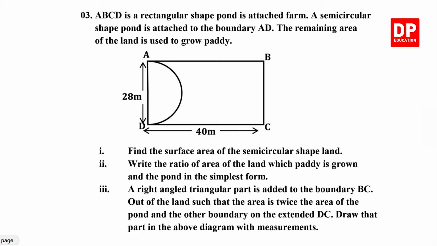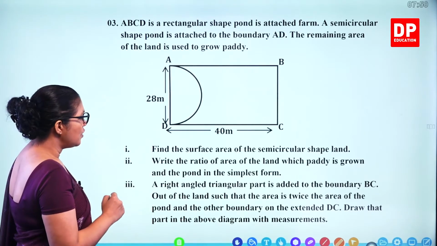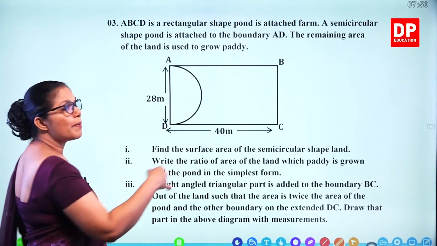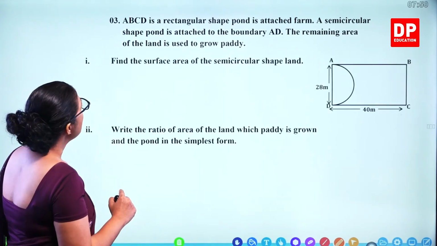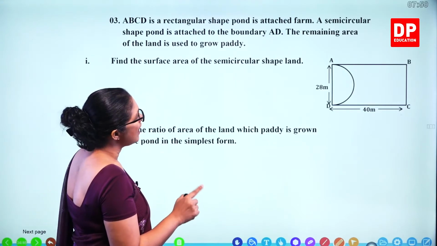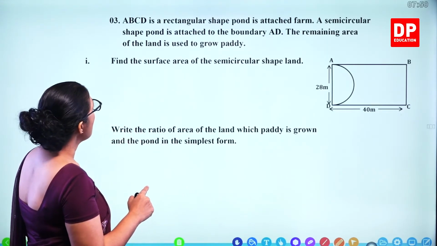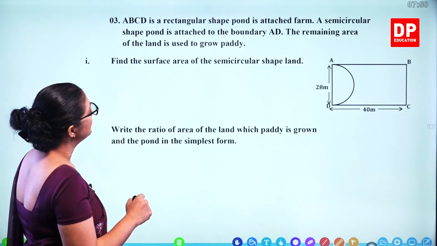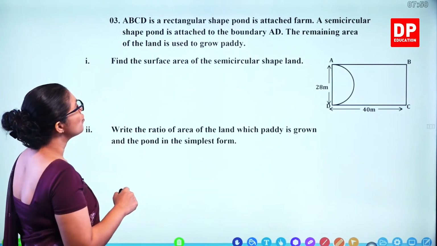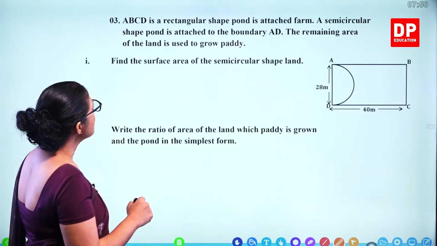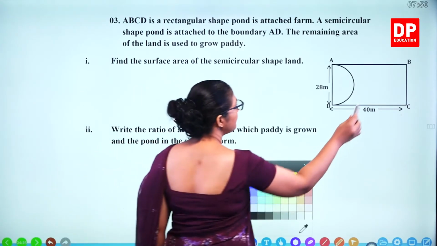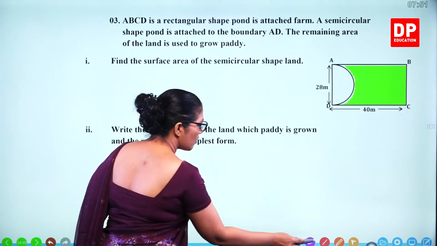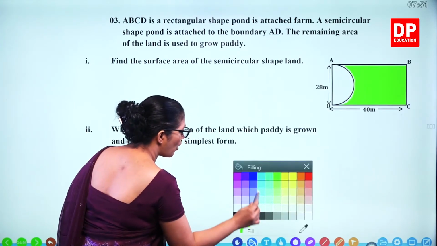Let's take question number 3. This is about area, and we need to find out area of semicircular part, rectangle. So we'll do separately. 3 parts are there. ABCD is a rectangular shaped farm. A semicircular shaped pond is attached to the boundary AD. The remaining area of the land is used to grow paddy. Find the surface area of the semicircular shaped land. So here paddy is this part. So this is the pond. The other part is the pond.